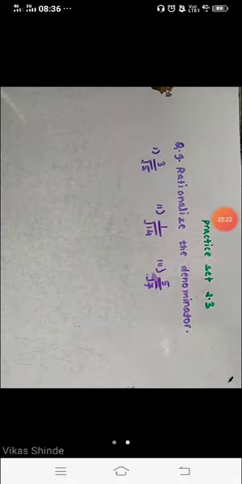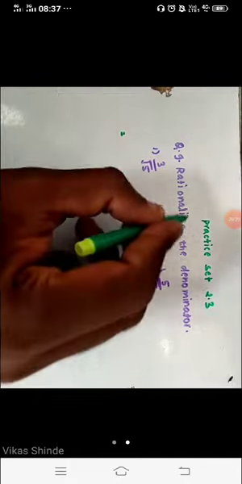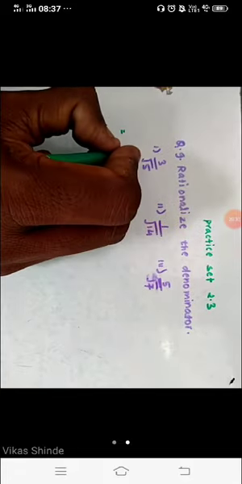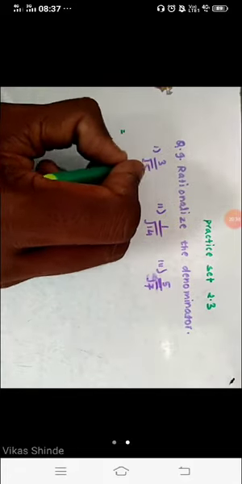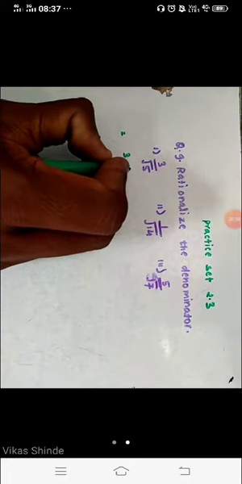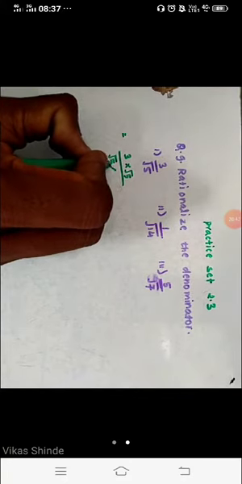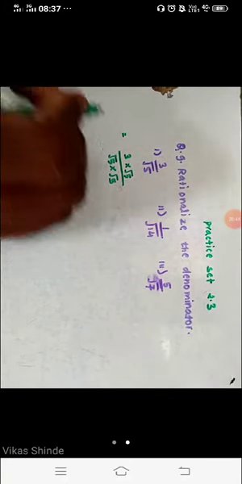Okay student, now see the next question, question number 9 here, rationalize the denominator, and sub question 1, 3 upon under root of 5. In this case, we have to only rationalize the denominator, which means we have to multiply the numerator and denominator by under root of 5. Here, 3 into under root of 5, and at the denominator under root of 5 into under root of 5.